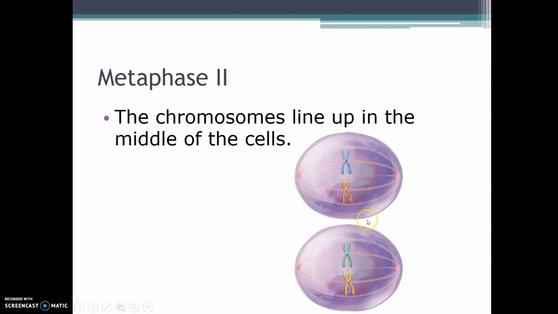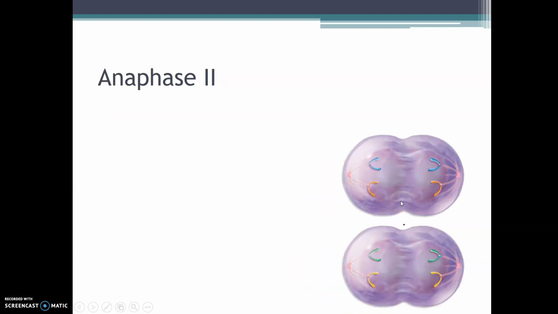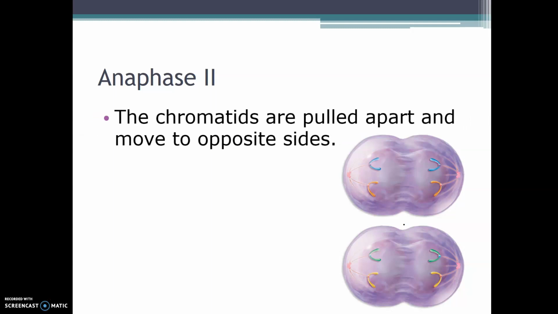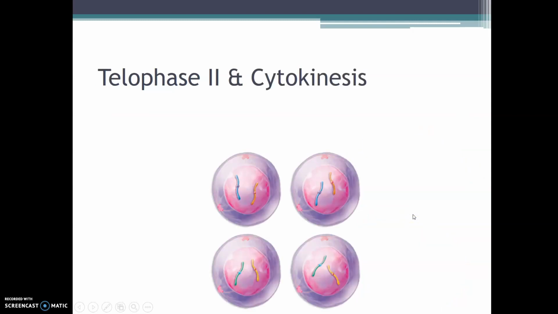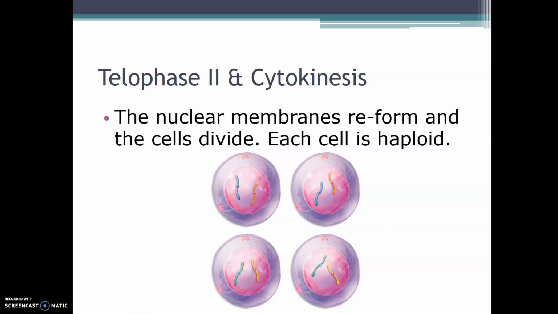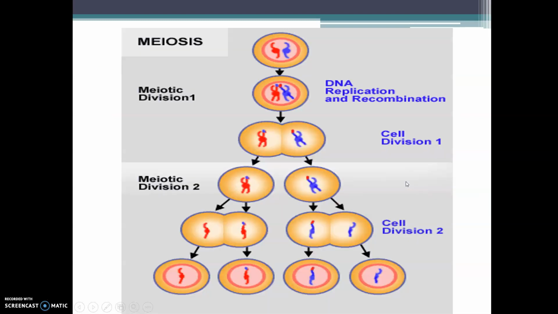Chromosomes line up in the middle of the cell, so you can see those here. Remember, the partners have separated. In anaphase 2, the chromatids are pulled apart and moved to the opposite side. So this looks very much like mitosis, doesn't it? And then in telophase 2, in cytokinesis, you have new nuclear membranes being formed, and each cell is haploid. So now they each have one chromatid from the other half there. So if you put all those pieces together, you have those 4 full chromosomes.